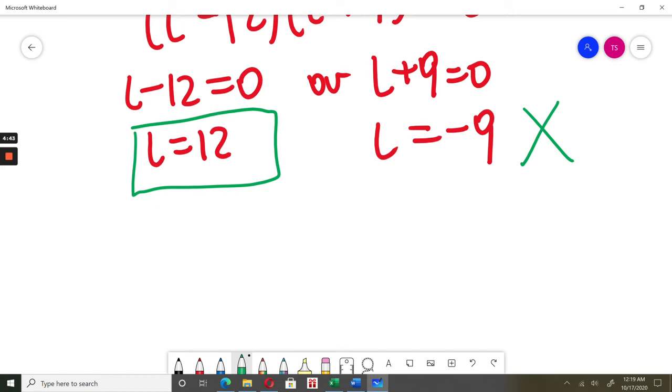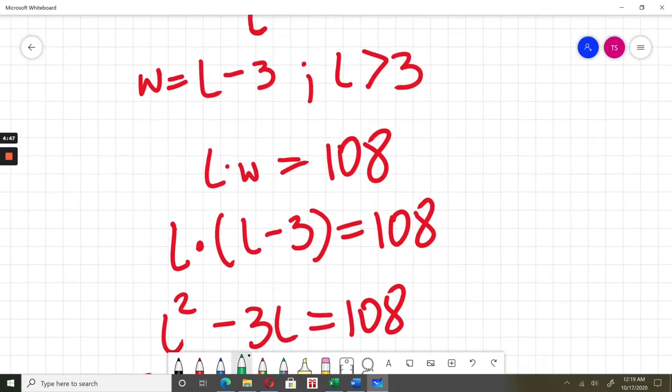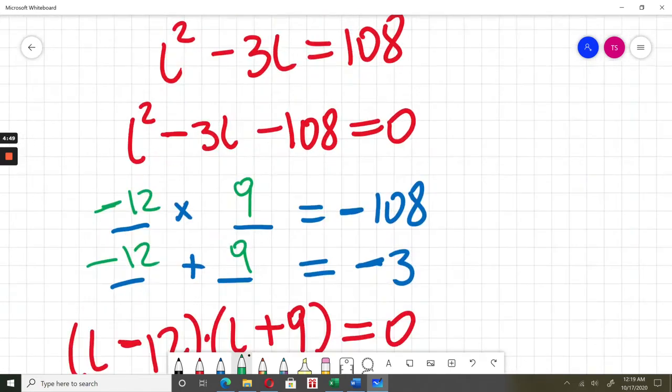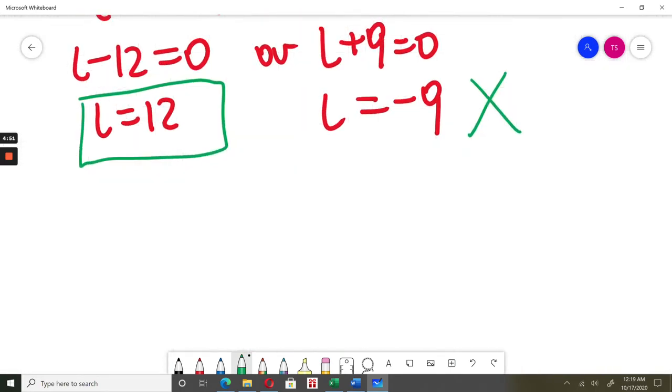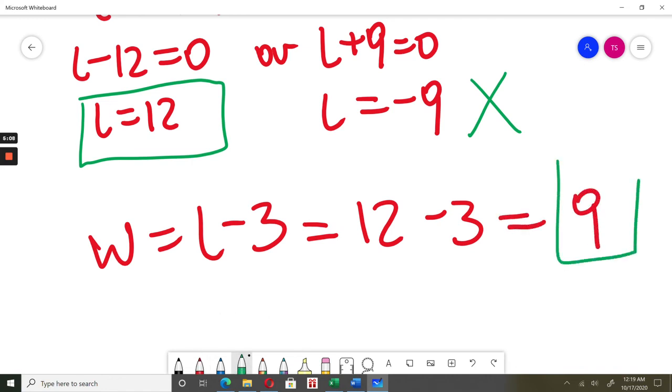Now W, what was W? W was 3 less than L, so W was L minus 3. I will calculate W now. W is equal to L minus 3, what we knew before, and L is 12, so it is 12 minus 3. W is 9 inches. So I know length is 12, width is 9.